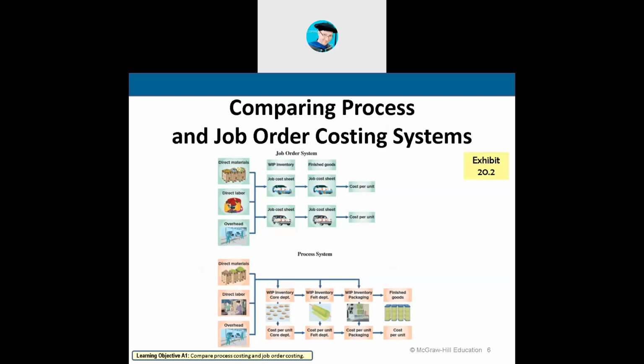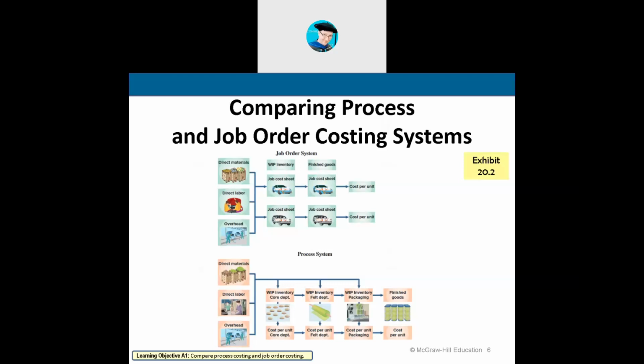Here we have an example of a tennis ball manufacturer. When I manufacture a tennis ball, it goes through a process. First, I mold the core. And then I cover the core in a felt material. Then the felt material gets cut and glued to the core. Then it moves into packaging. It gets put into a package. And it moves to become a finished good.